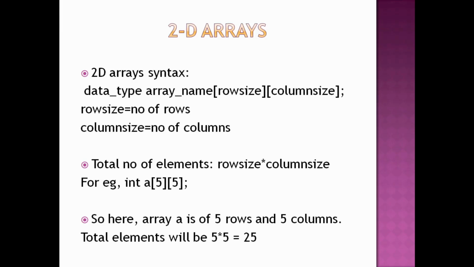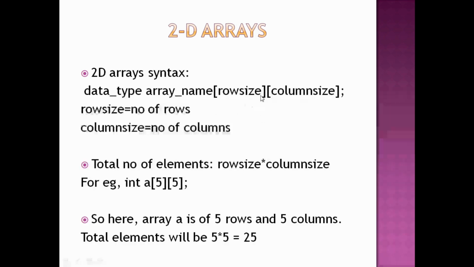My dear viewers, so up till now we have seen one dimension array and we have solved the problems also. Now let's start two dimension arrays. So let's see the basic syntax of two dimension arrays. It's similar to one dimension array, only one difference is there. There will be two square brackets.